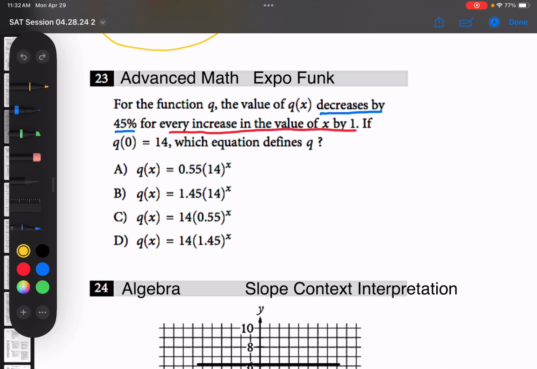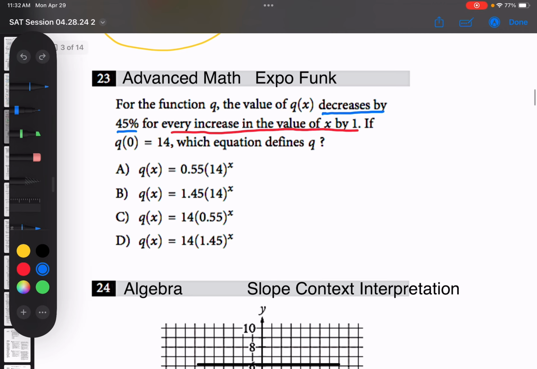It decreases by 45%. What does that mean? Ready? If you were to take your function q, we want to figure out what q is, but it decreases by 45%. That means 100% of my q is decreasing by 45%. And they said for every increase in value by x. Where's our x? It's in the exponent right up there. So this is part 1 of question 23. It's really not hard, but I got to slow it down so you guys get it. So I'm going to take my q again. What is 100% minus 45%? That's going to equal 55%.